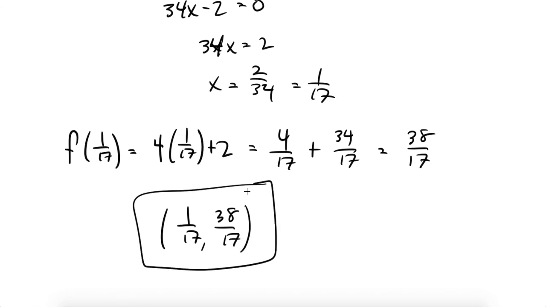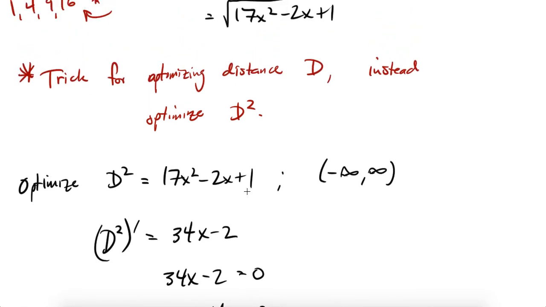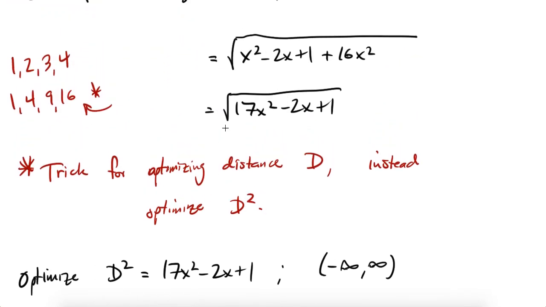And every time you do an optimization problem that involves distance, you're going to use this trick. Don't do that square root. It makes the math unnecessarily hard. All I have to do is find an x value that makes the smallest one of these, and whichever one it is is going to automatically make the smallest one for regular distance as well. Okay, so this is a quick overview for optimization.